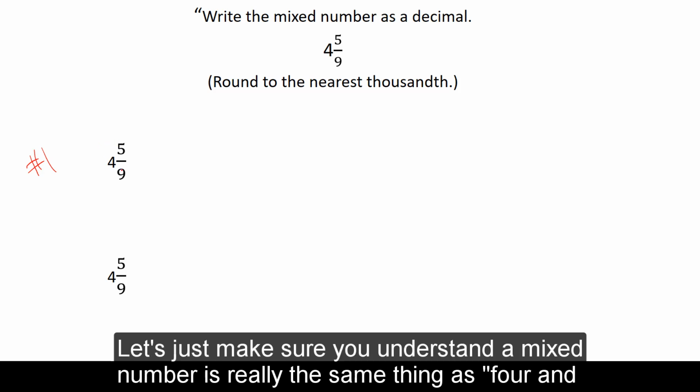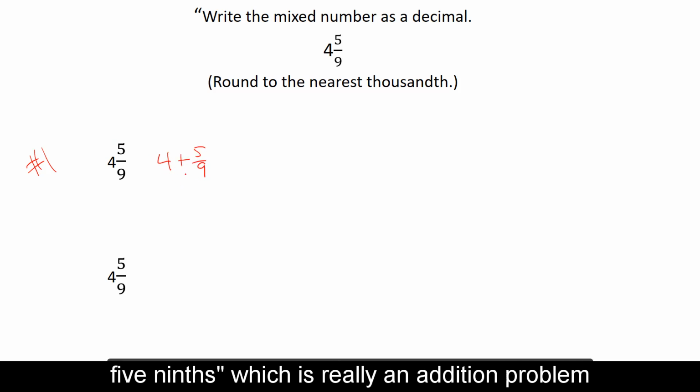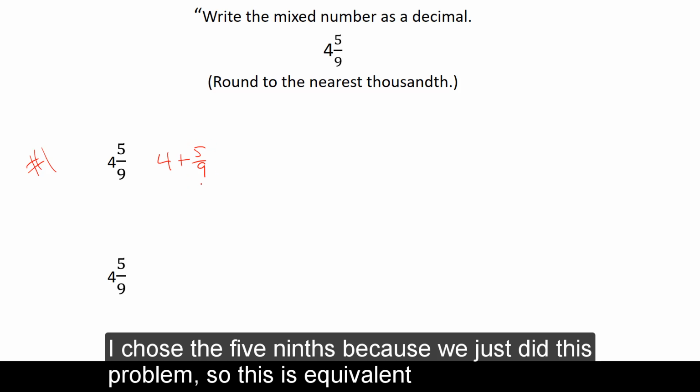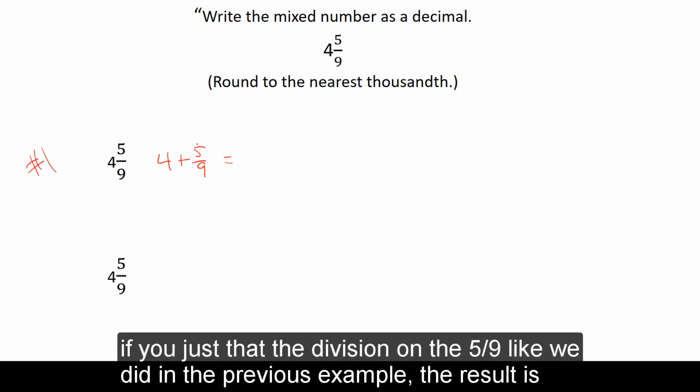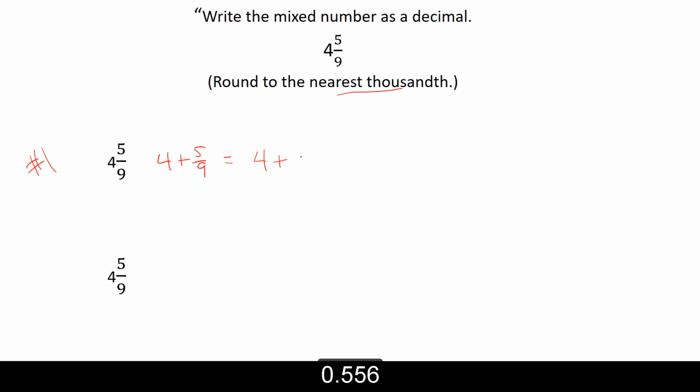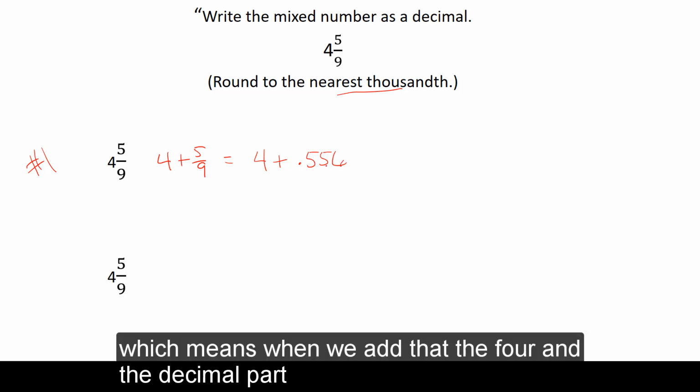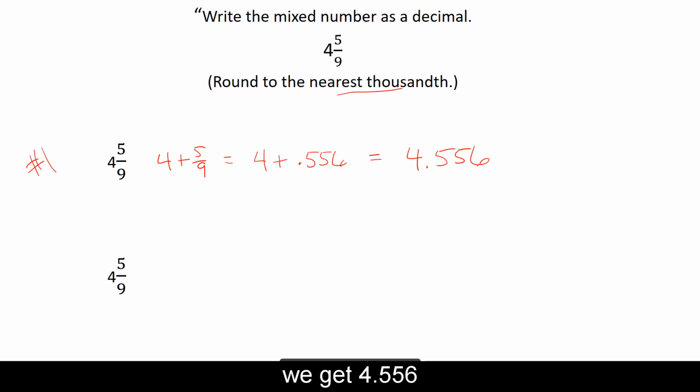Let's just make sure we understand. A mixed number is really the same thing as 4 and 5/9. It's really an addition problem. I chose the 5/9 because we just did this problem, so this is equivalent. If you just did the division on the 5 over 9 like we did in the previous example, and rounded it to the nearest thousandth as we did, it would be equal to 0.556, which means when we add the 4 and the decimal part, this is what we get.